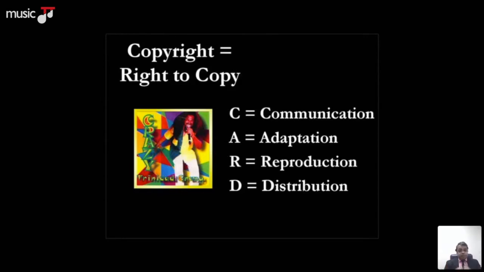So communication to the public, adapting or changing the work in some way, reproduction as in reproducing it physically or digitally, and distributing means sending it out. So we have these main rights under copyright, these core rights, and we call them the card rights. Those are the rights of the copyright owner, and you could do whatever you want with those rights. You could lease it, license it, sell it, whatever you need to do.